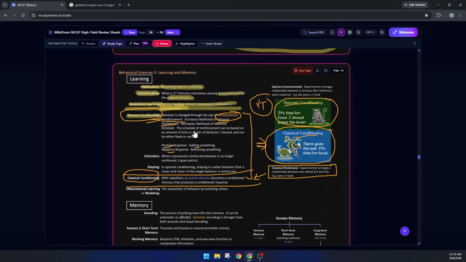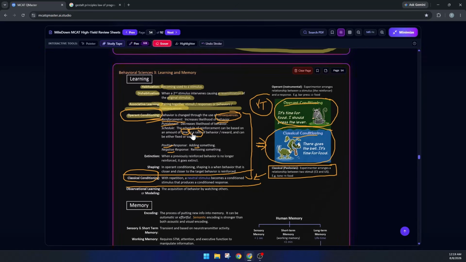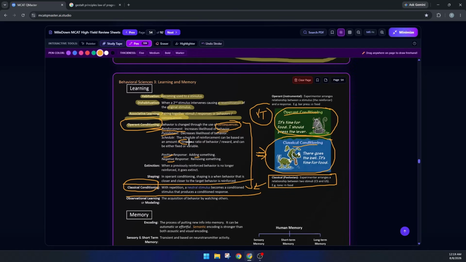Schedule. The schedule of reinforcement can be based on an amount of time or a ratio. So what does that mean? That means, for example, if I want to train you to do a habit, I can set a schedule. And this reinforcement schedule can be based on time. So every 1 minute is when I will try to get you to do the behavior I want you to do.